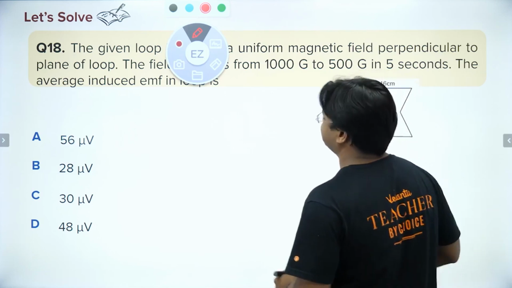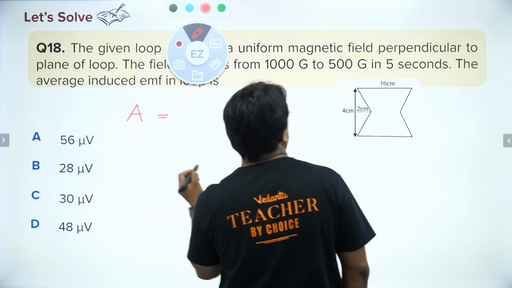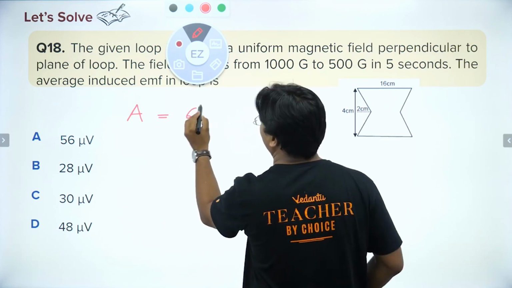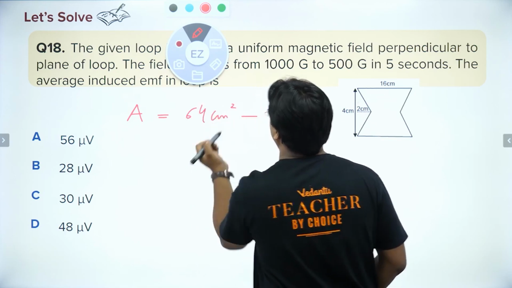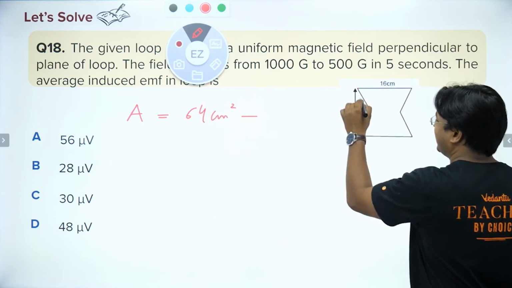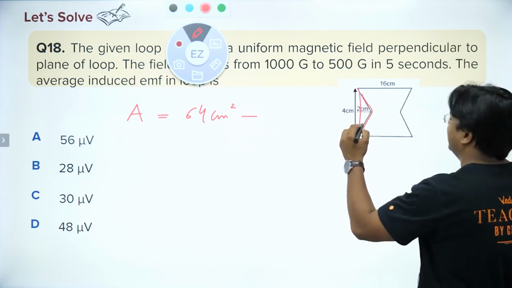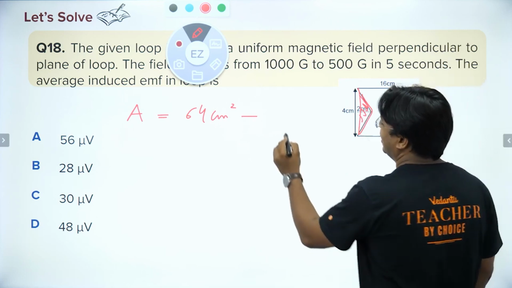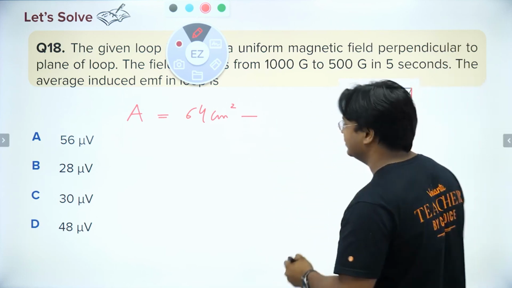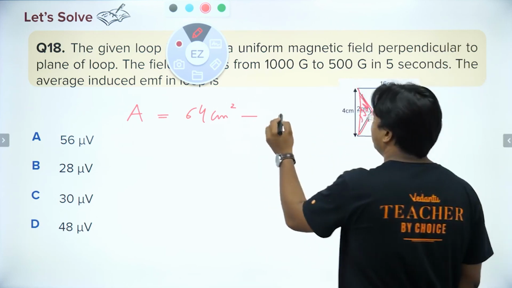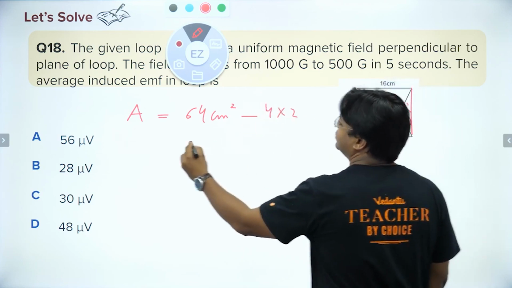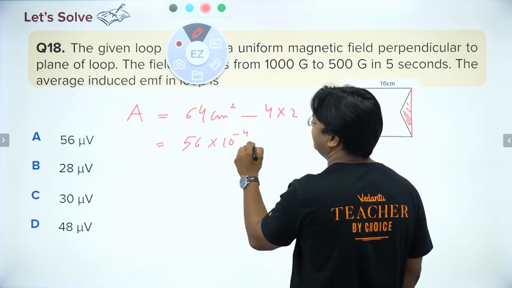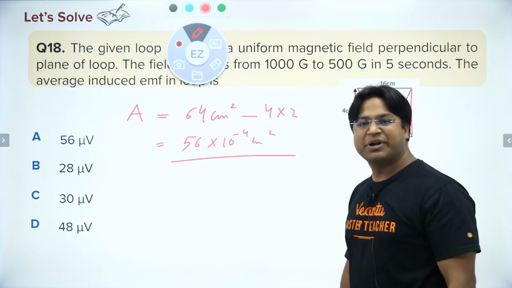Okay, so the area of the loop is what? The area of the loop is area of the rectangle, which is 64 centimeter square, minus area of the triangle. This is a triangular region. All right, yeah, this is a triangular region. So we have 2 such triangles that we have to subtract. So 2 triangles will make a rectangle actually. So half into base into height, I can simply subtract base into height. So that's 4 into 2. So this becomes 64 minus 8, that's 56 into 10 raised to power minus 4 meter square, right? So this becomes my area.